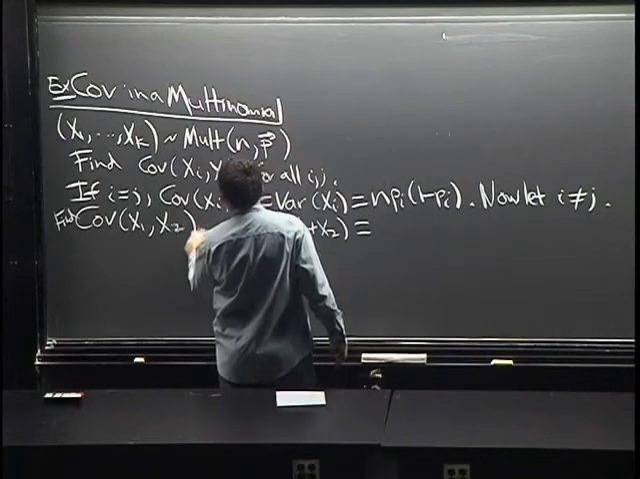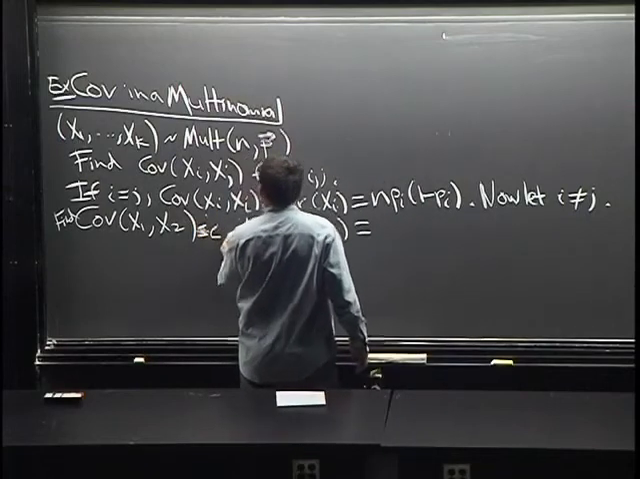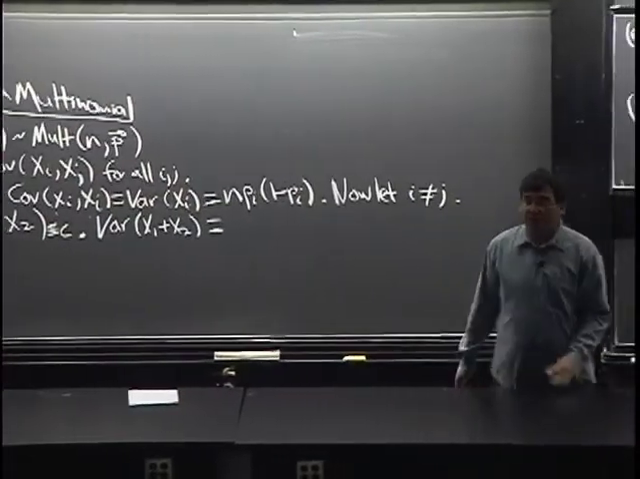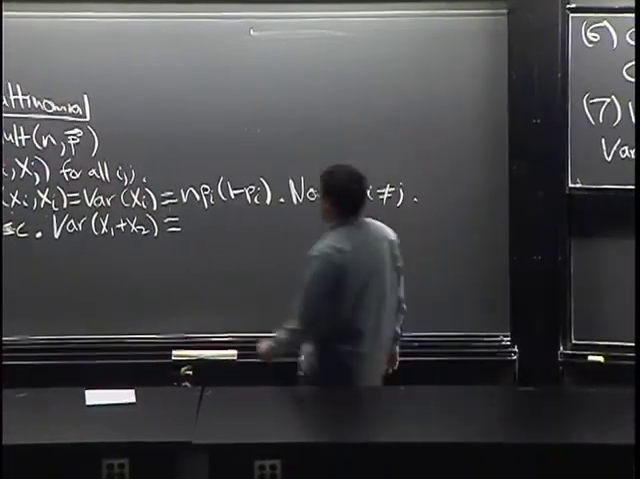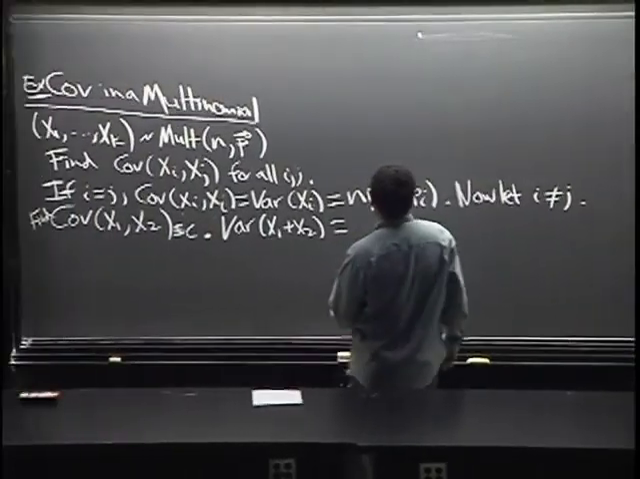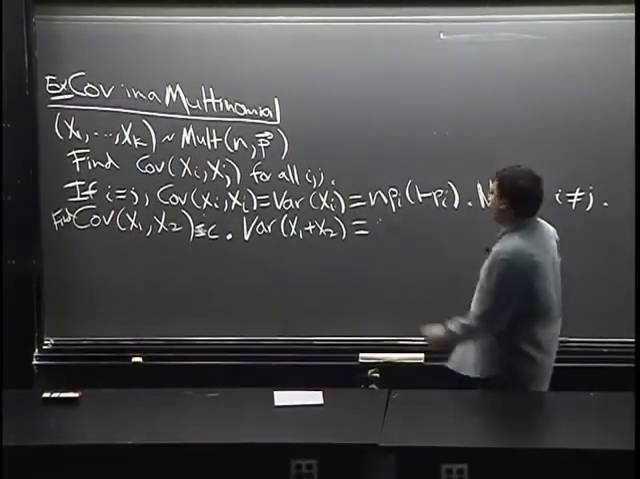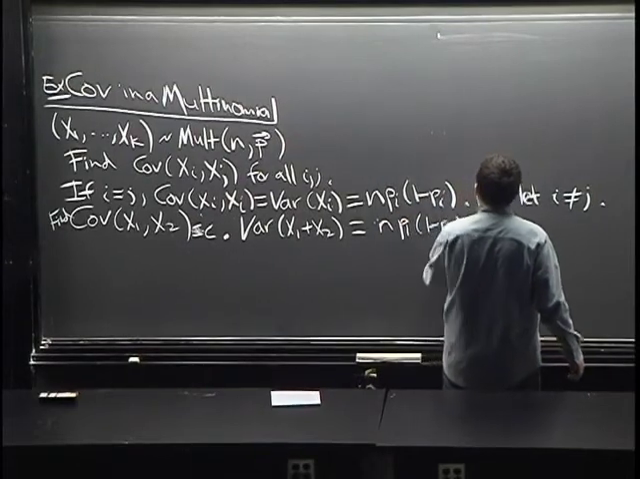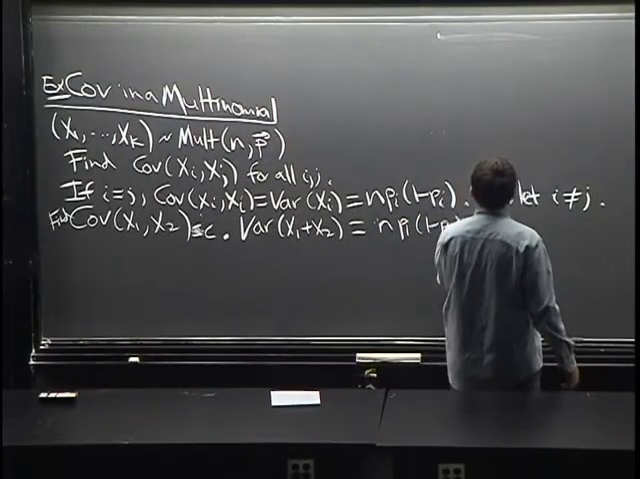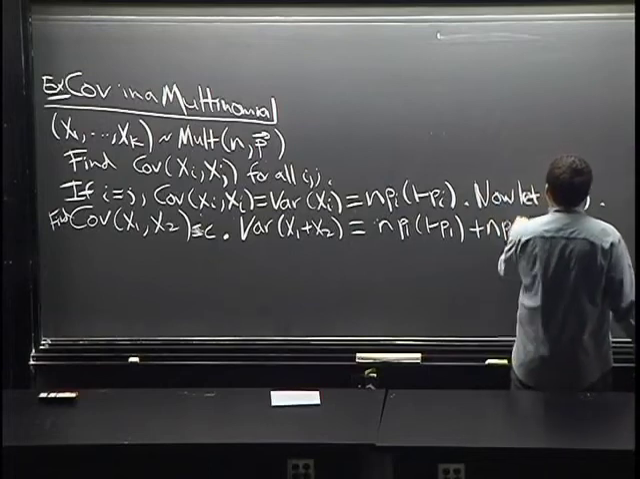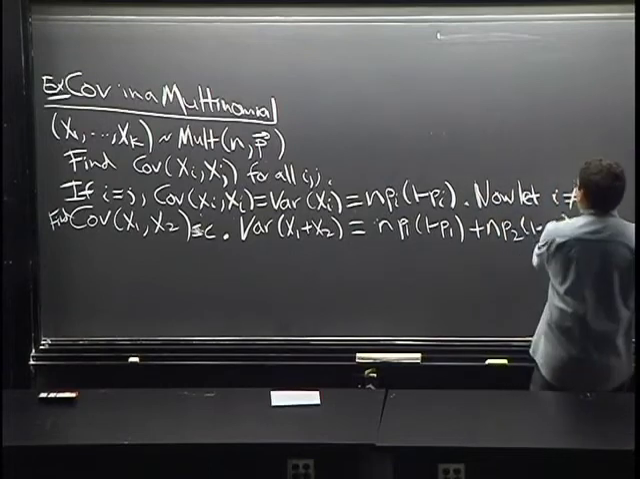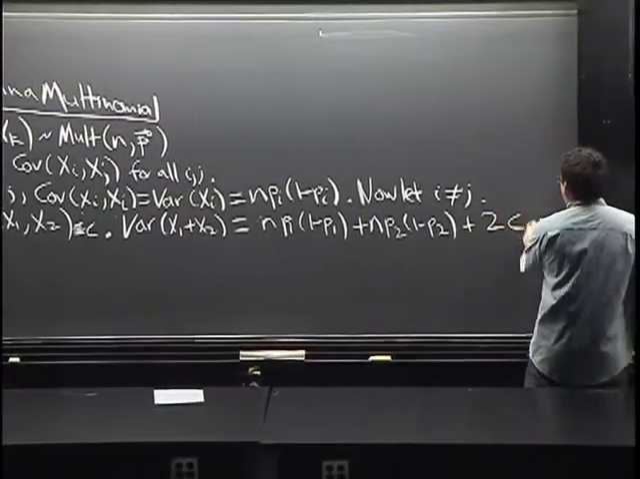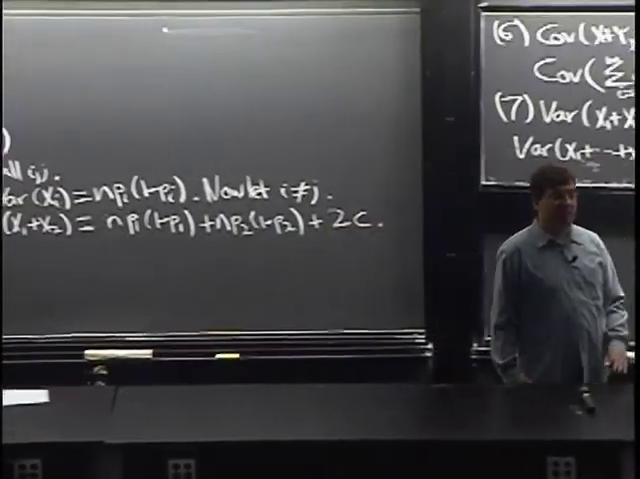Let's call this thing C, just to have some notation. So we're trying to solve for C. We have the variance of the sum equals the sum of the variances. The variance of x1 is np1(1-p1), and the variance of x2 is np2(1-p2), and then it's plus twice the covariance. I just named the covariance C to have a simple name for it, so it's plus 2C.